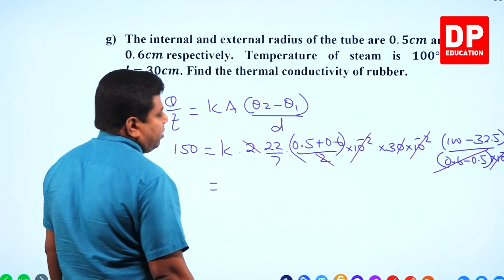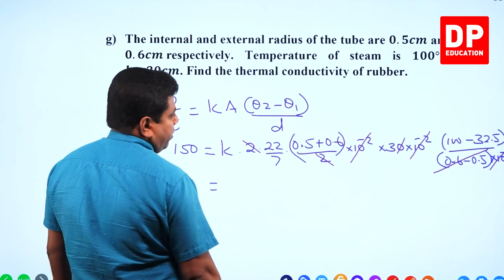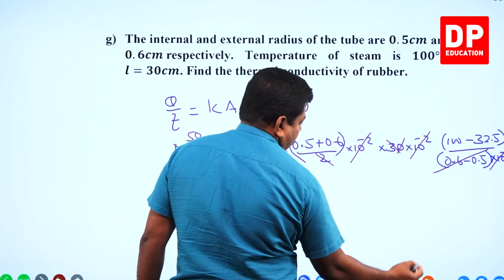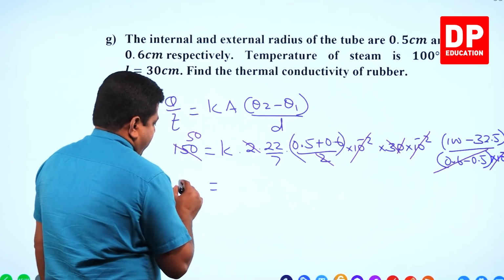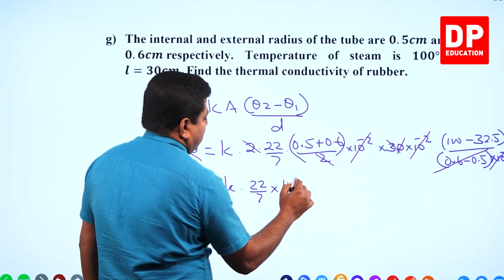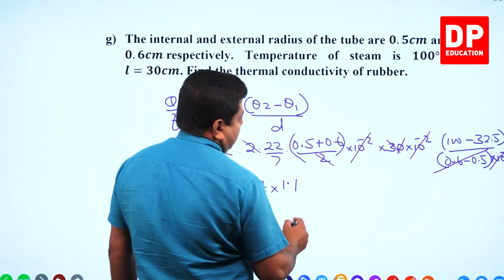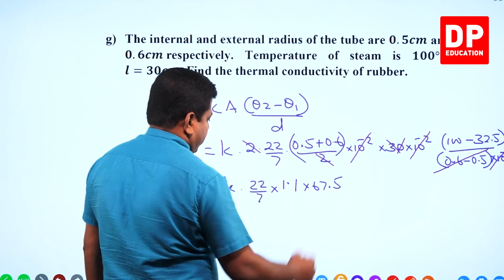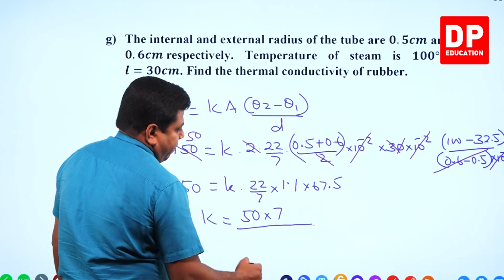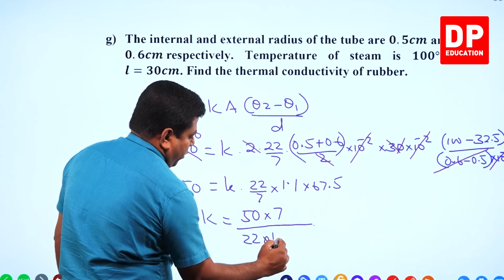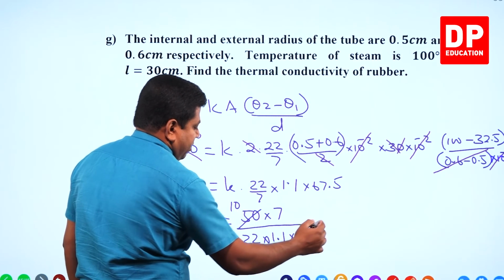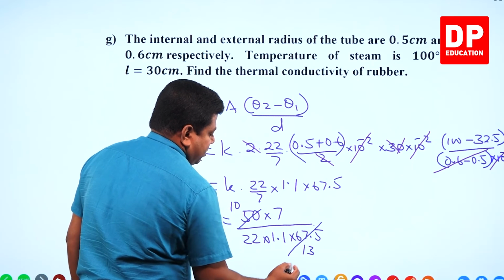2 and 2, done. Anything else? 3 and 150 on the other side gives 50. Now, let's rewrite it. 50 equals K into 22 by 7 into 1.1 into 67.5. So K has to be 50 into 7, over 22, 1.1 into 67.5. We'll simplify by 5.